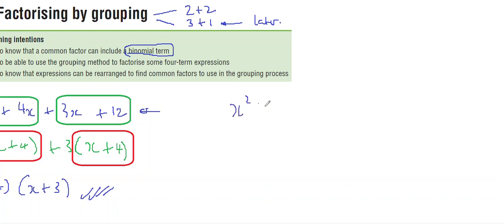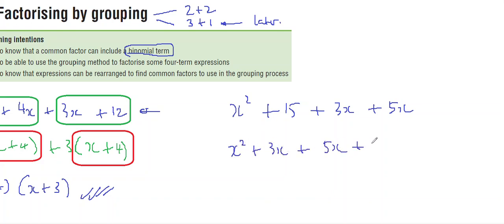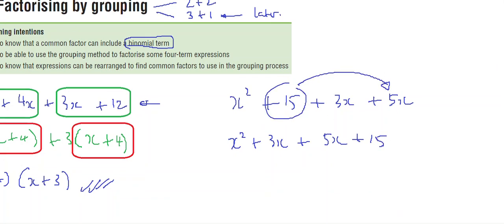If I have x squared plus 15 plus 3x plus 5x, and I look at grouping the first two together, well, there's nothing common. So I'd like to rearrange this so that I'll have x squared plus 3x plus 5x plus 15. I'm going to pick my 15 up and place it at the end of the expression.